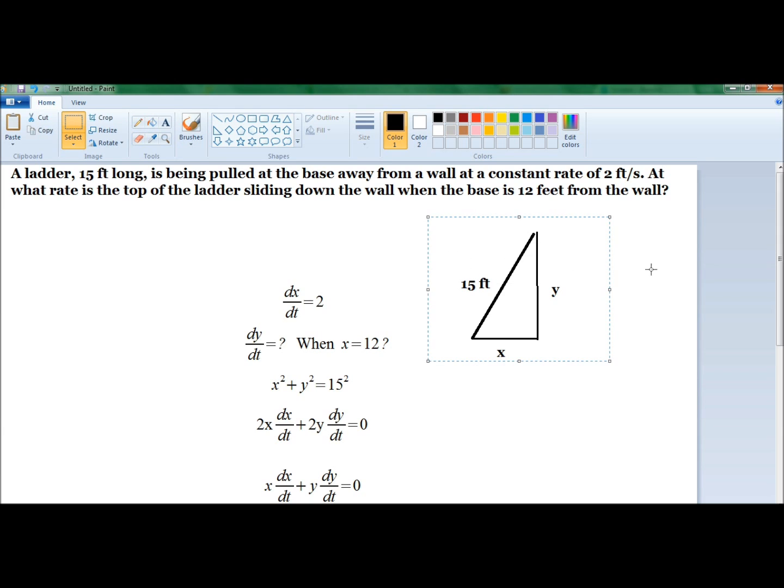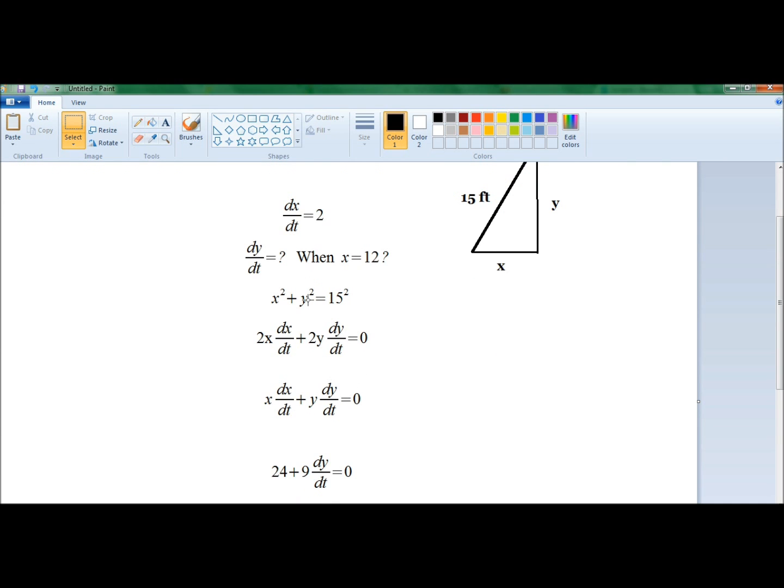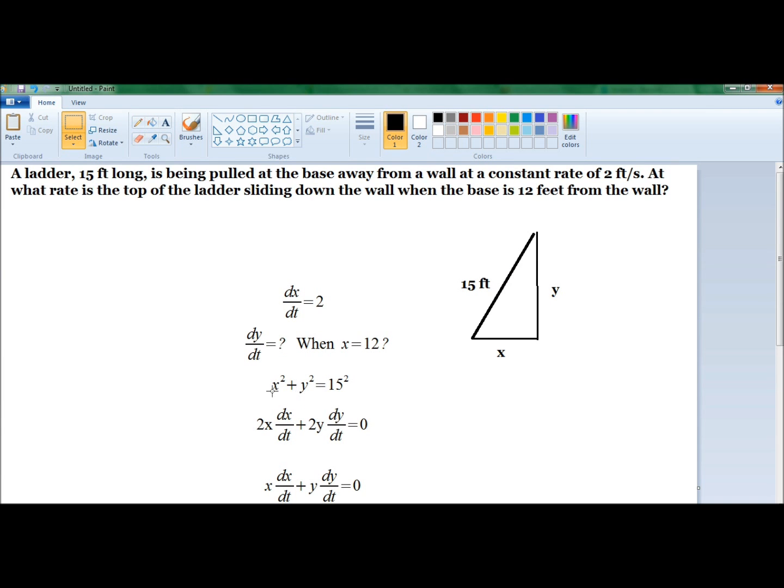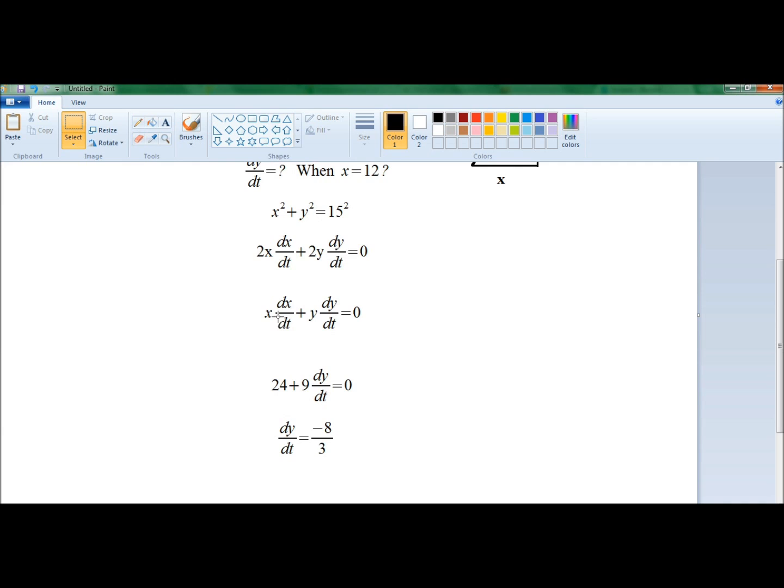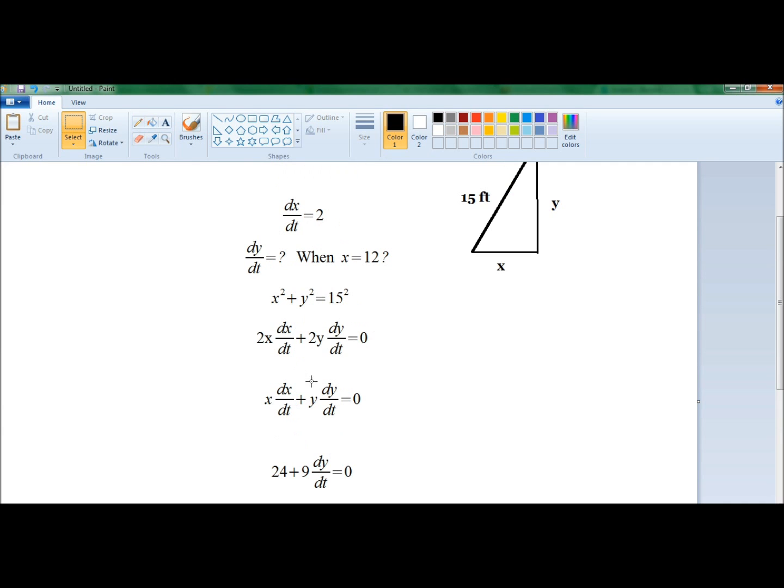Well, if you look at my diagram, you can immediately tell that we can use the Pythagorean theorem, where x squared plus y squared is 15 squared. So, since I'm interested in dy/dt, I can take the derivative of both sides. So I'm left with 2x dx/dt plus 2y dy/dt is equal to 0. So to simplify things, let's divide both sides by 2. So now I'm left with x dx/dt plus y dy/dt equals 0.